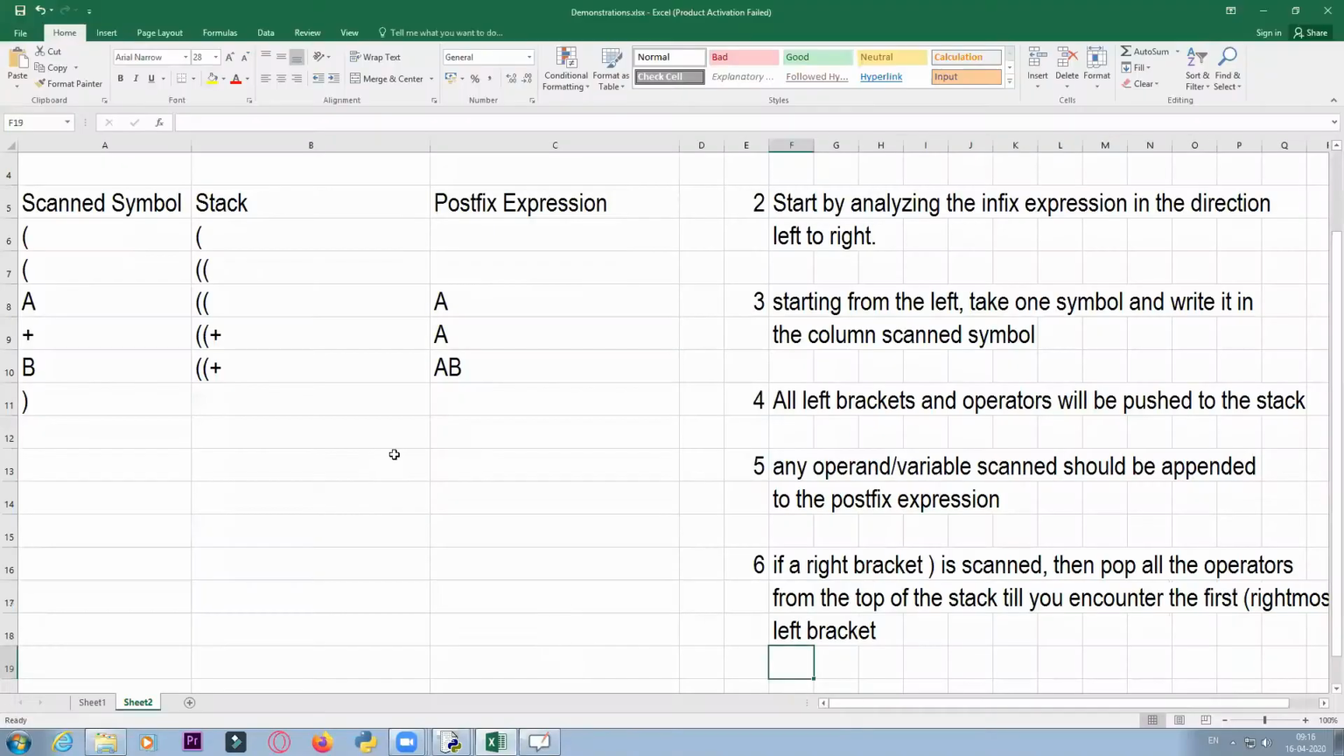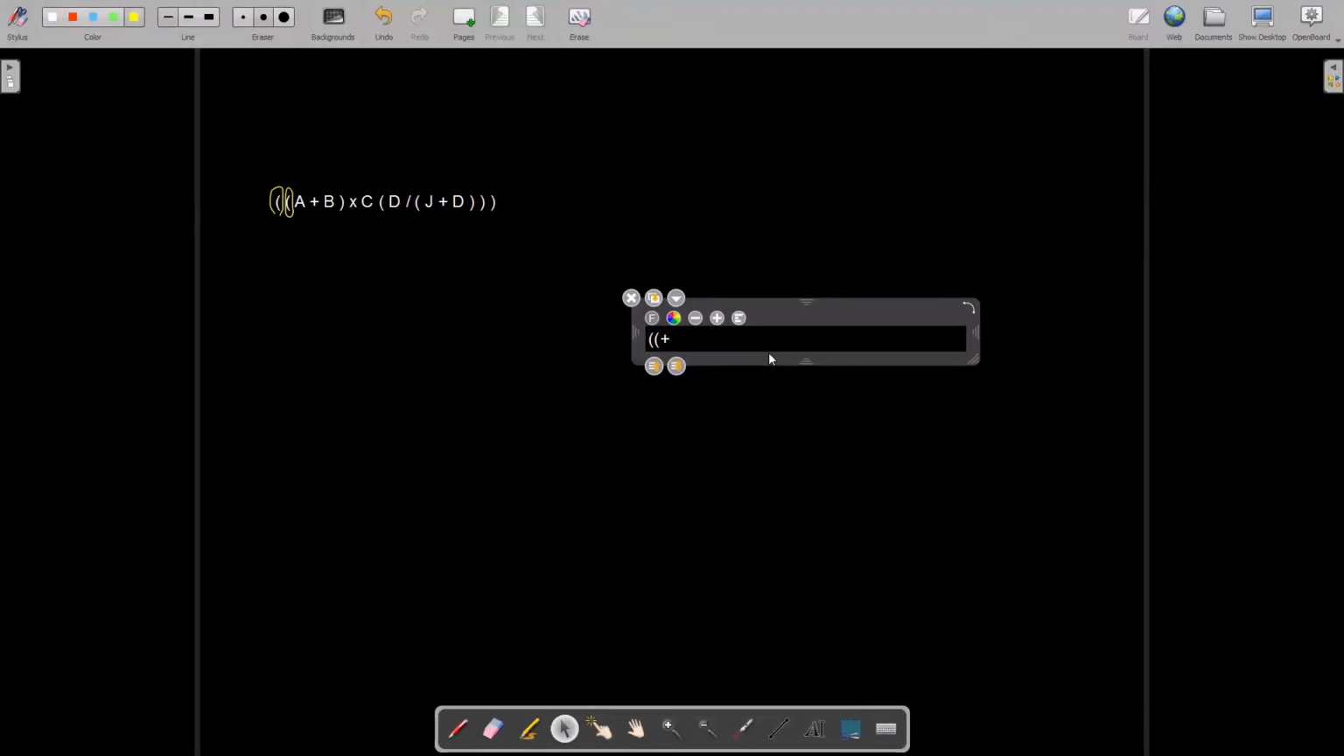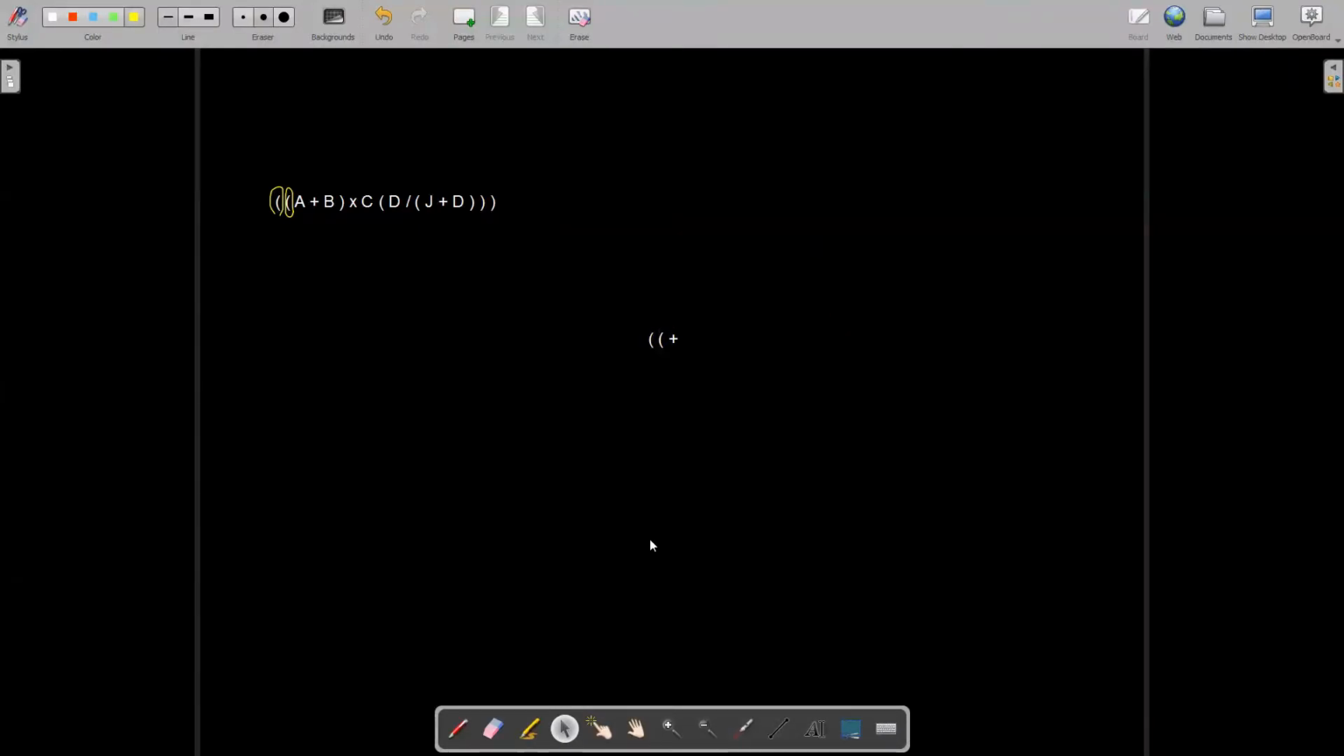So we'll see it over here. This is my stack, so I'll copy the elements of the stack. I will write it here. So over here, you can see that a right bracket was encountered. That is this one. So we should know that every right bracket will have its corresponding left bracket. So the moment a right bracket is encountered, what will happen? One by one, elements would be popped out. So plus will be popped, and the rightmost left bracket will be popped.